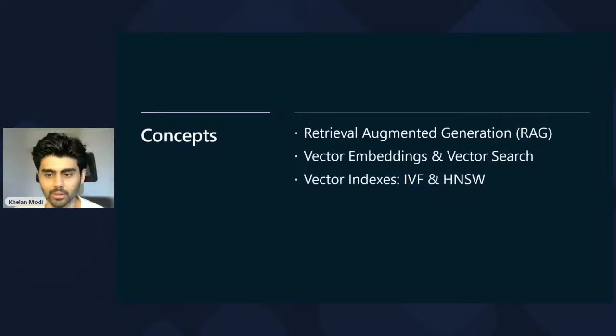So first thing I'm going to talk about is RAG. I know this hackathon is all about building RAG applications. So I'll briefly discuss what RAG means, Retrieval Augmented Generation. Then I'm going to talk about one of the methods you could do RAG, which is vector search using vector embeddings. And finally, I'm going to talk about vector indexes, which is how you search for data in your database. The two vector indexes that we support today are IVF and HNSW.